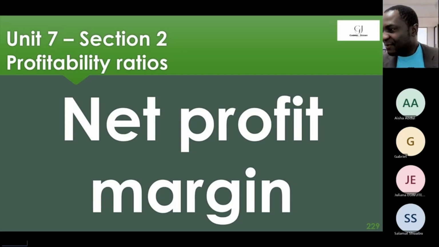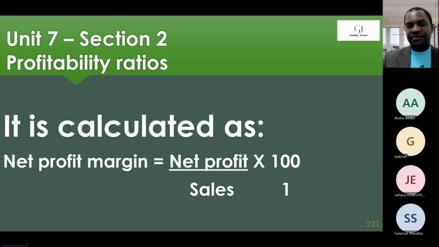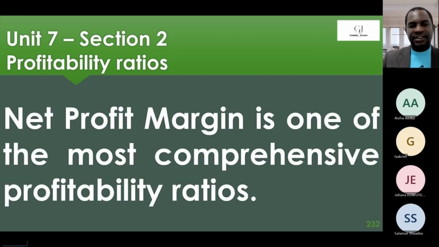Okay, all right, so let's go for the last, which is my best. In my opinion, I prefer the net profit margin. It provides a holistic and true picture of whatever it is that is your own, actually. So let's go for the net profit margin now, our final profitability ratio. This ratio expresses the entity's net profit as a percentage of sales or revenue, and the formula is net profit times 100 divided by your revenue.